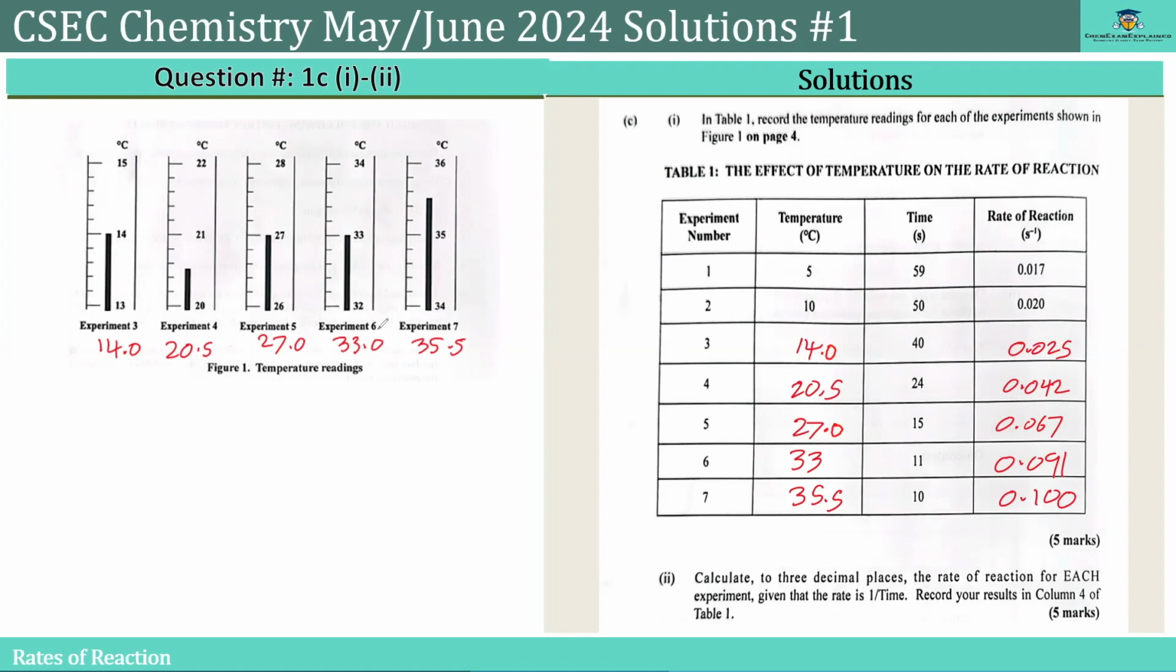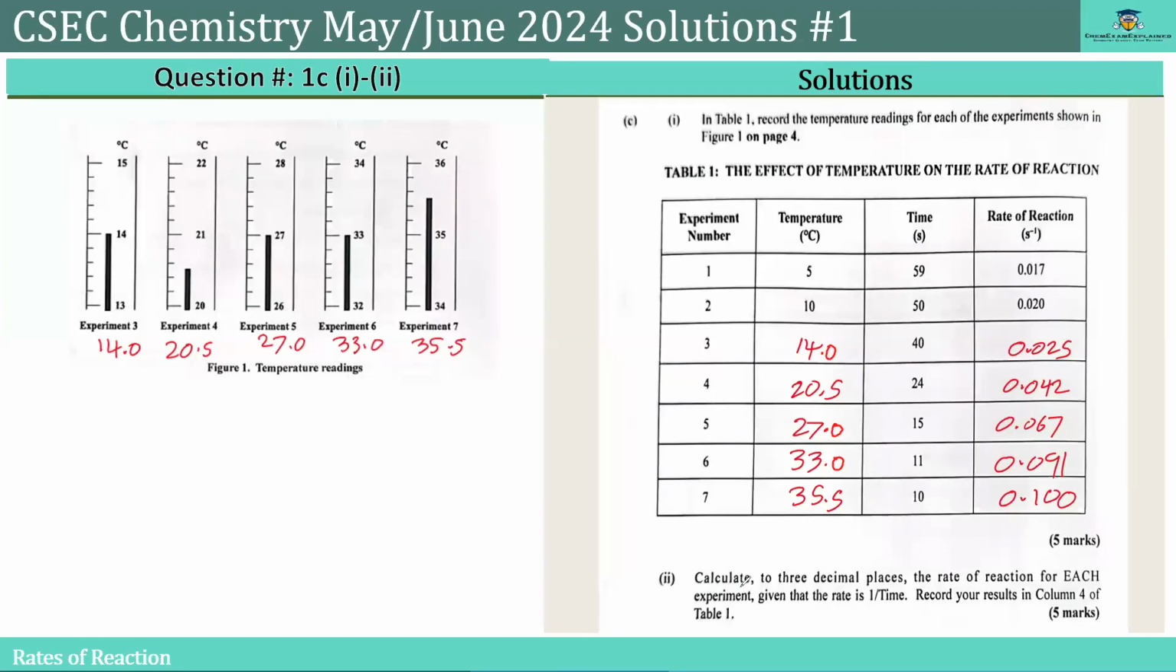For experiment 6, we have 32.2, 32.4, 32.6, 32.8, 33.0, and that is placed in the table. On our last experiment, we can start our reading from 35. So we have 35, then 35.2, 35.4. Again, the reading is between these 2 points. So we have 35.5, and that is placed in the table. So we placed in the temperature reading for each of the experiments shown in the table.